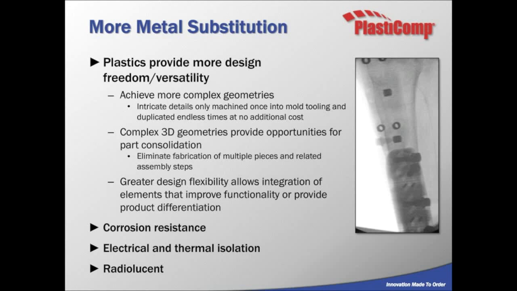You have complex 3D geometries, which provide opportunities for part consolidation, and Mark Henry will hit on that a little bit later in the presentation as well. You eliminate fabrication of multiple pieces and related assembly steps. You have greater design flexibility, which allows integration of elements that improve functionality and provide product differentiation. You get corrosion resistance with thermoplastic composites, and they can be electrically and thermally insulating, and in some cases radiolucent for medical applications.